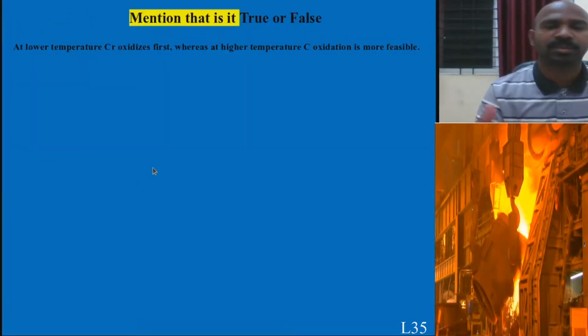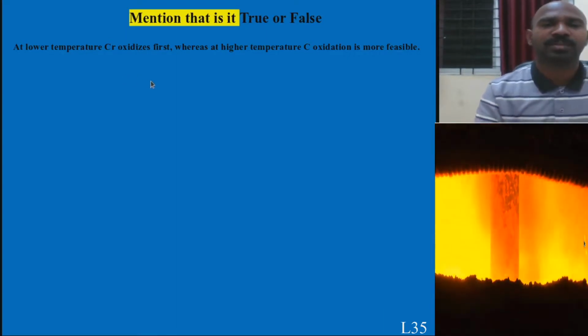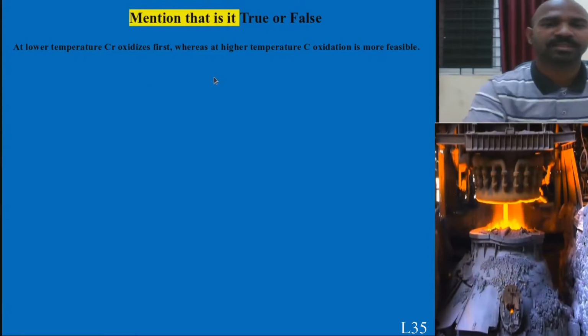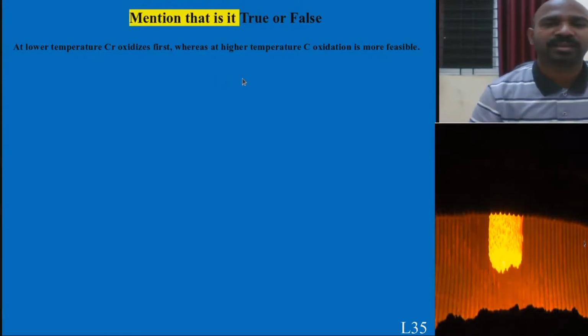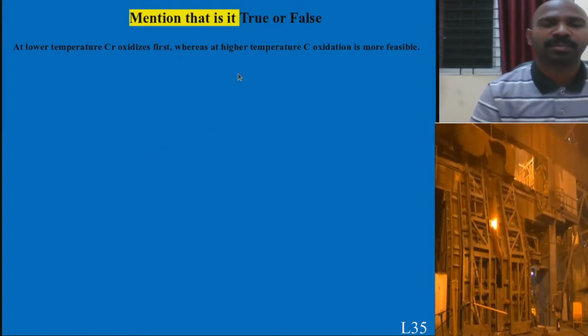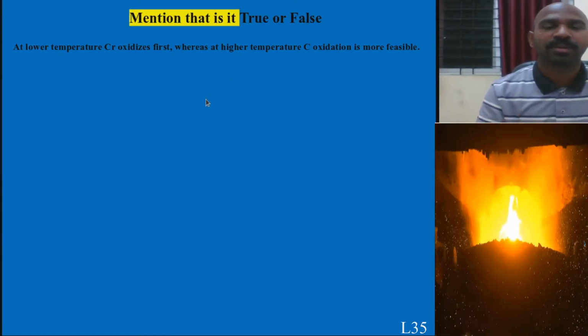Think about this point: at lower temperature chromium oxidizes first, refer to the Ellingham diagram, whereas at higher temperature carbon oxidizes and suppresses the chromium oxidation. Is it true or false? Give your opinion as a poll vote.